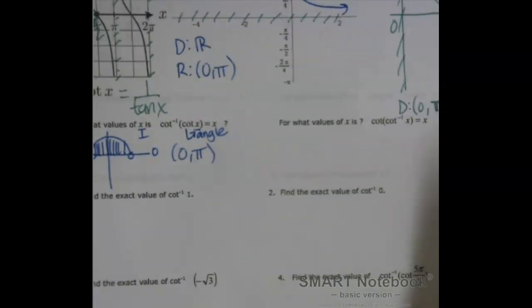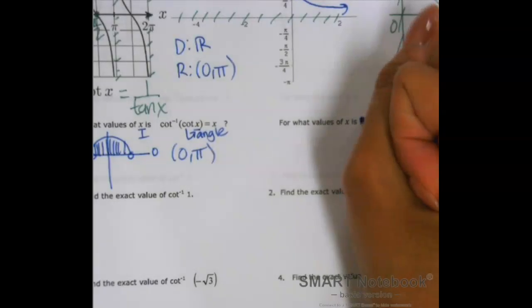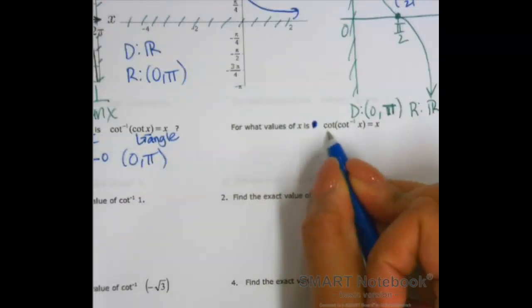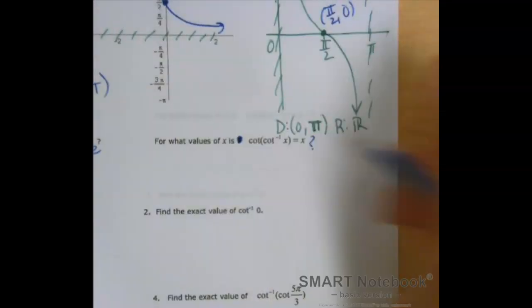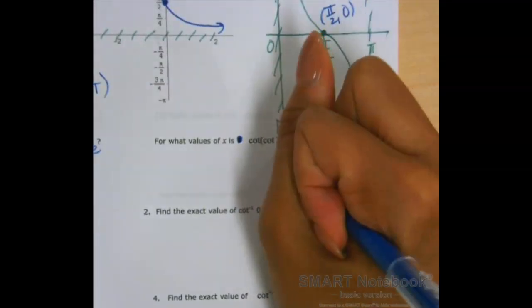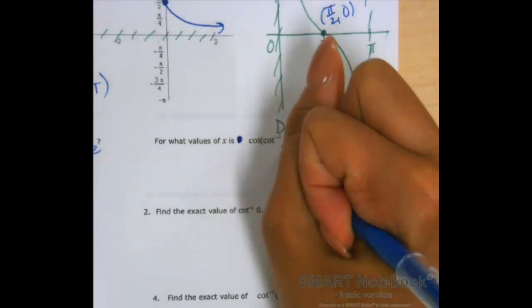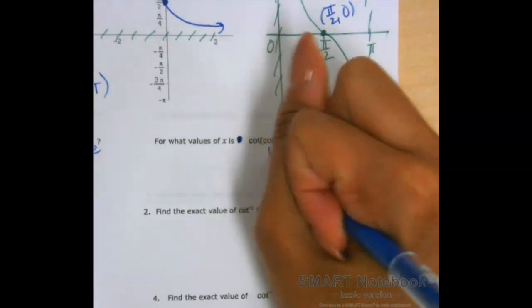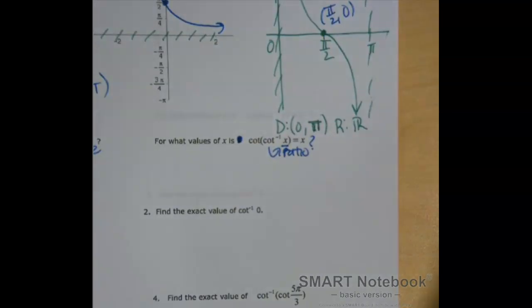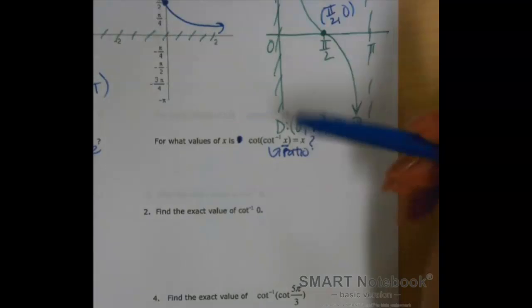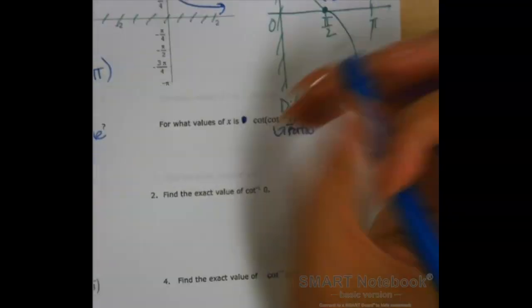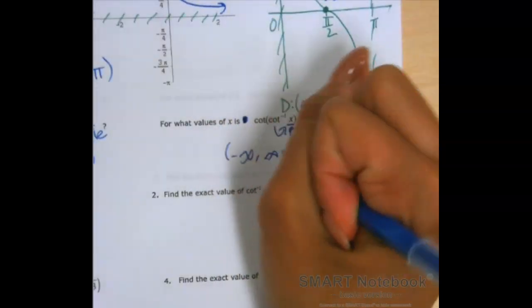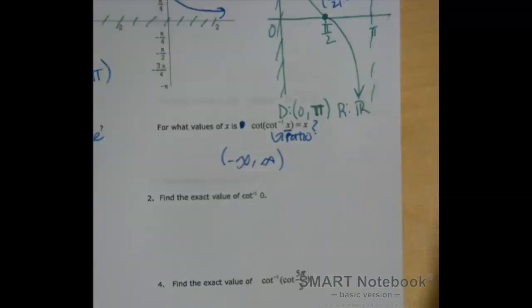For the next part, the question mark is in the wrong spot. For what values of x is cotangent of cotangent inverse x equal to x? So this x needs to be a ratio. Cotangent inverse helps you realize that you need to have a ratio here. So the only values that you can use need to be technically all real numbers, from negative infinity to positive infinity, which is the same thing, guys, as all real numbers.